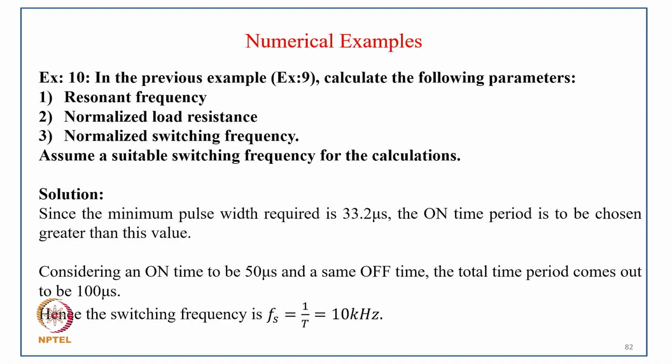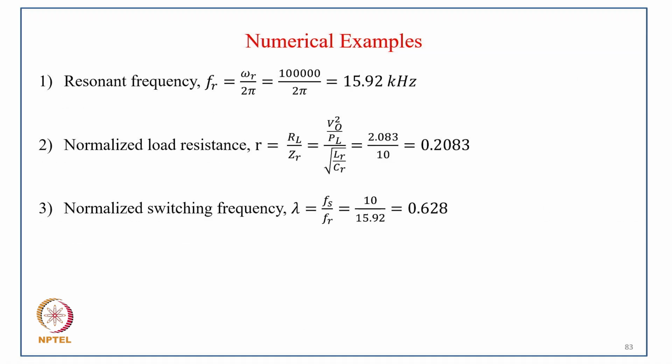The switching frequency is 1 upon Ts, that is 10 kilohertz. And resonant frequency fR equal to omega R upon 2 pi. So putting value would come 15.92 kilohertz, and normalized load resistance R equal to RL upon ZR. So putting value, it comes 0.2083, and normalized switching frequency lambda equal to Fs upon Fr. Putting value would come 0.628.